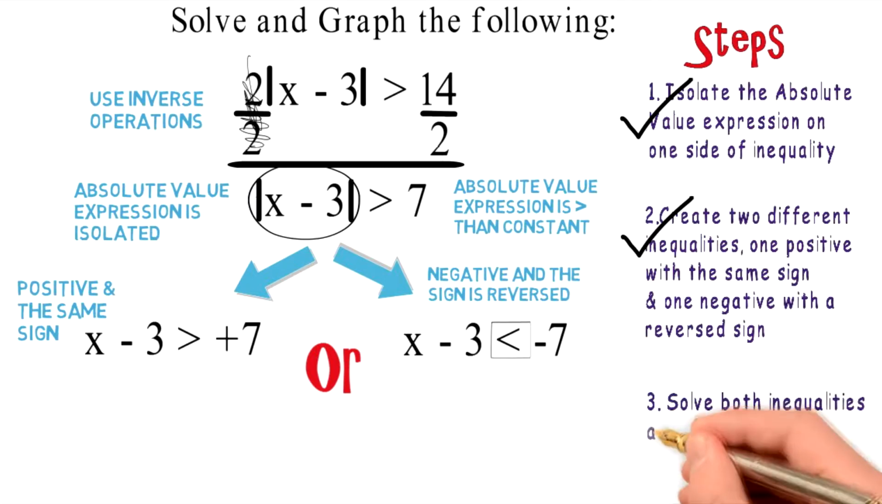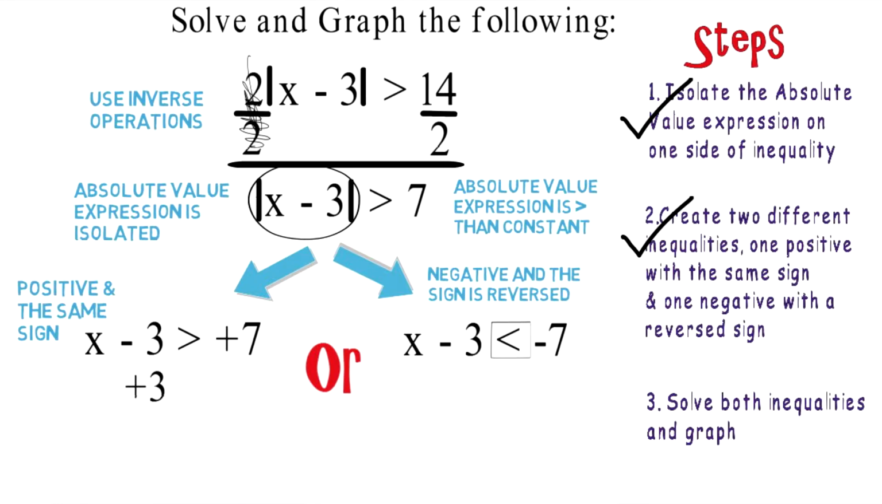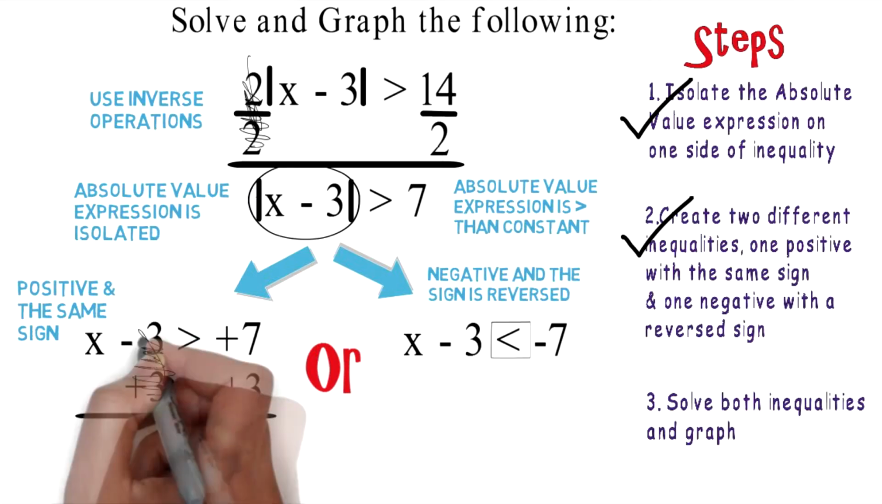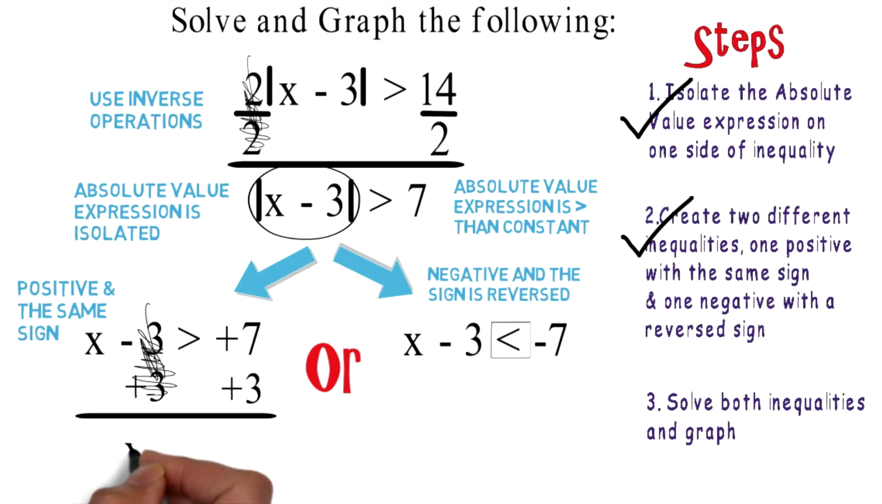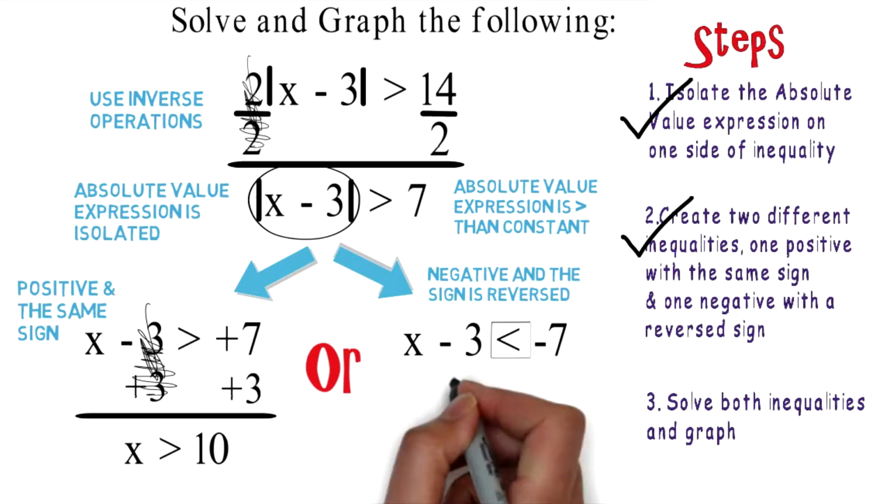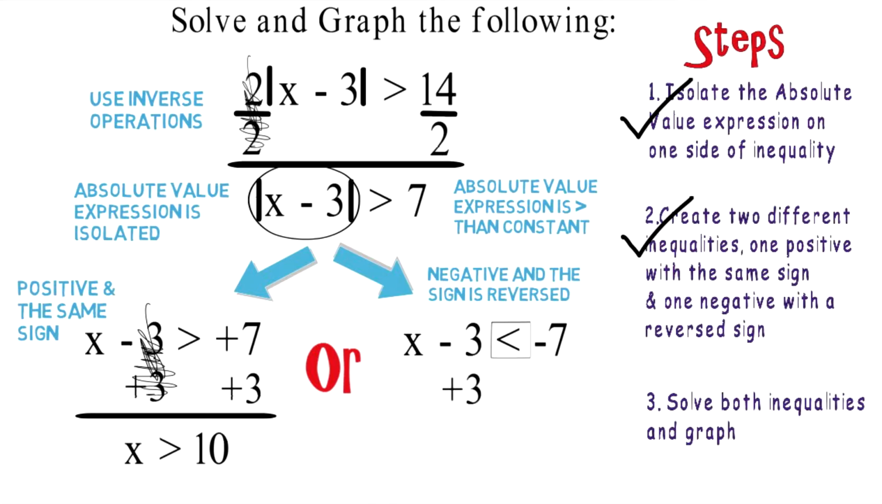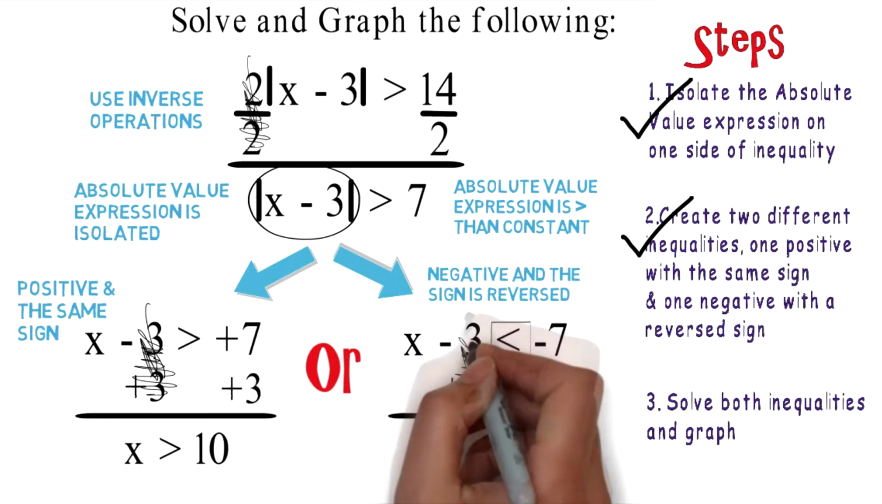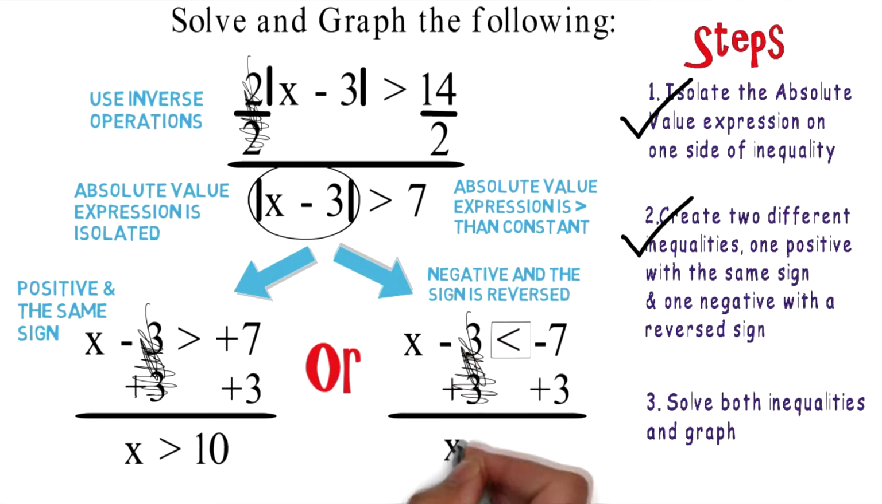Let's move on to step number 3, which is solve both inequalities and graph. So for example here, we want to solve the first inequality. We'll add 3 to both sides. Negative 3 and positive 3 will cancel each other out, and you're left with x is greater than 10. For the other inequality, you're going to add 3 to both sides as well. Positive 3 and negative 3 cancel each other out, and then you're left with x is less than negative 4.